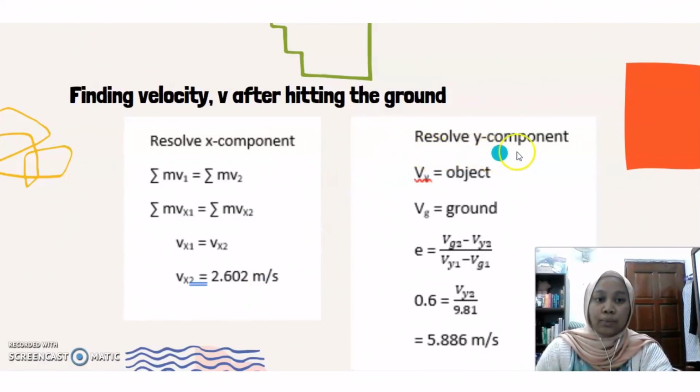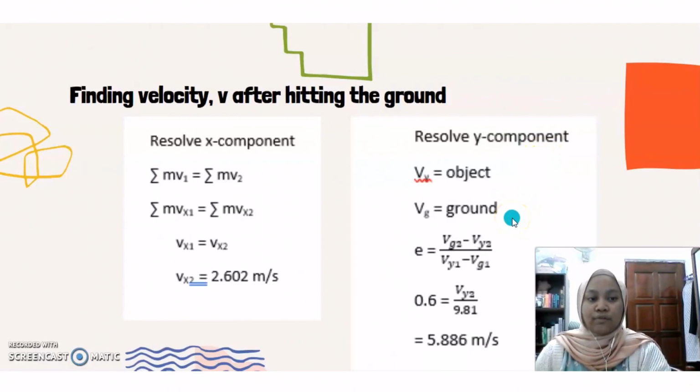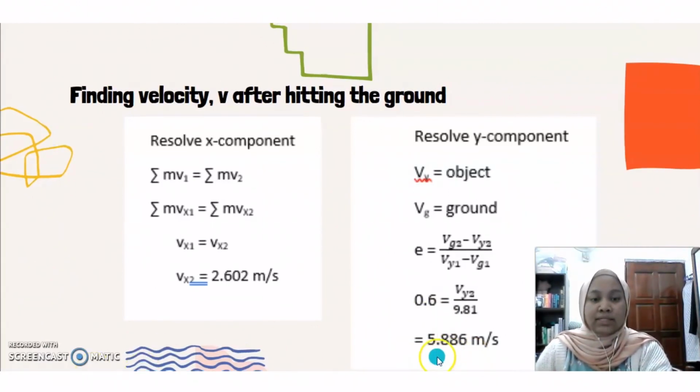Moving on to the y component, we're going to use the formula of coefficient of restitution and plug in the values, resolving this formula, and assuming that the value of the coefficient of restitution is 0.6, we get the value of Vy2 equals 5.886 meter per second. Since it's a positive value, the direction of the y component is moving upward.